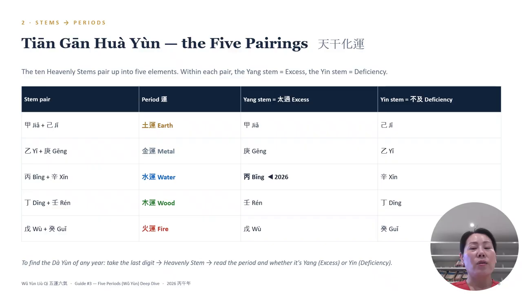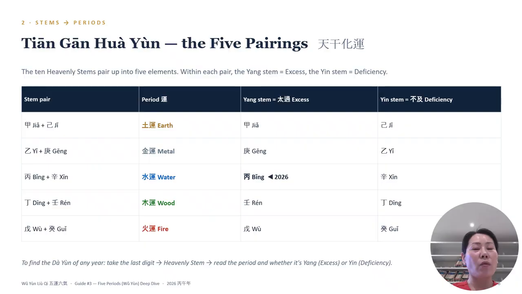Now the really useful part. In the last 2 columns, within each pair, one stem is yang and one is yin, and that decides excess versus deficiency. The yang stem gives an excess year, Taiguo. The yin stem gives a deficiency year, Buji.